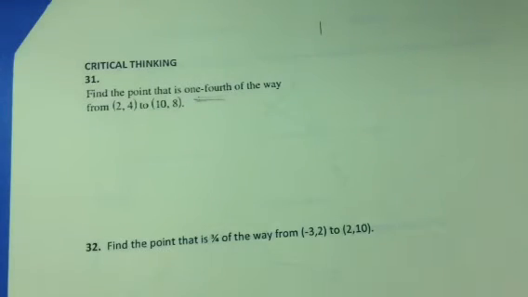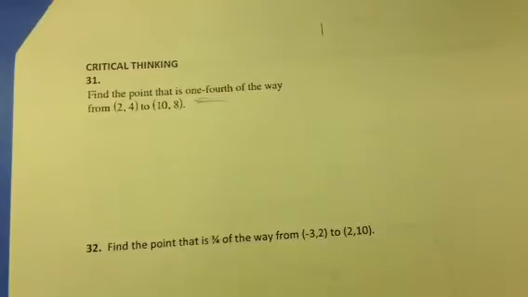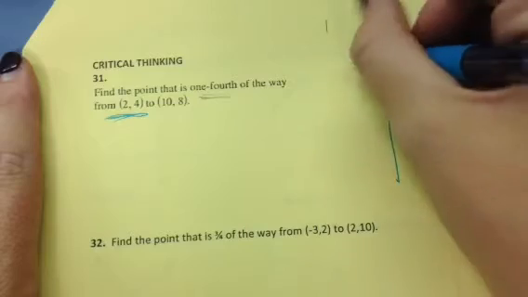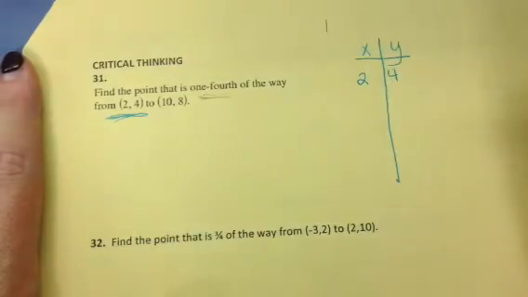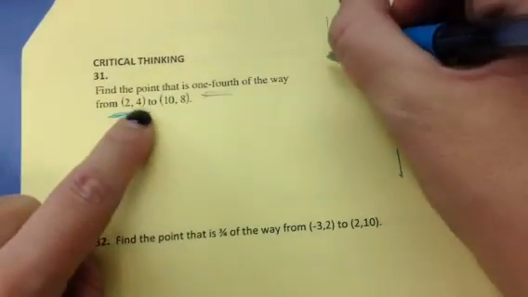The first thing I would do, you probably know, is I put them in a table. This is my starting point. So when I start at 2, 4, that's an ordered pair, I am 0/4 of the way to the other point.